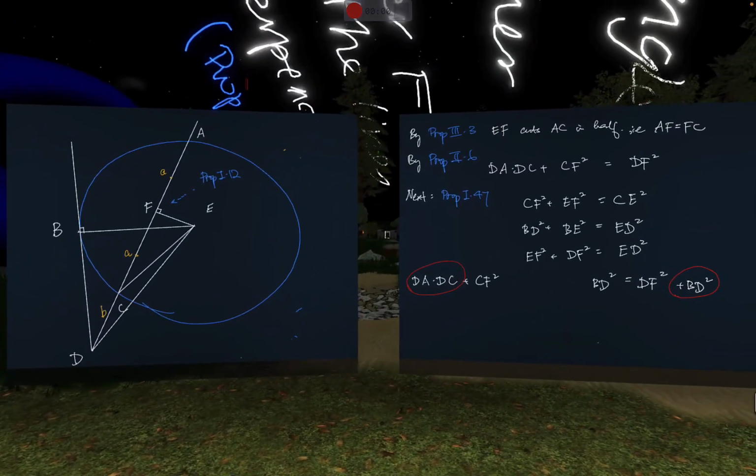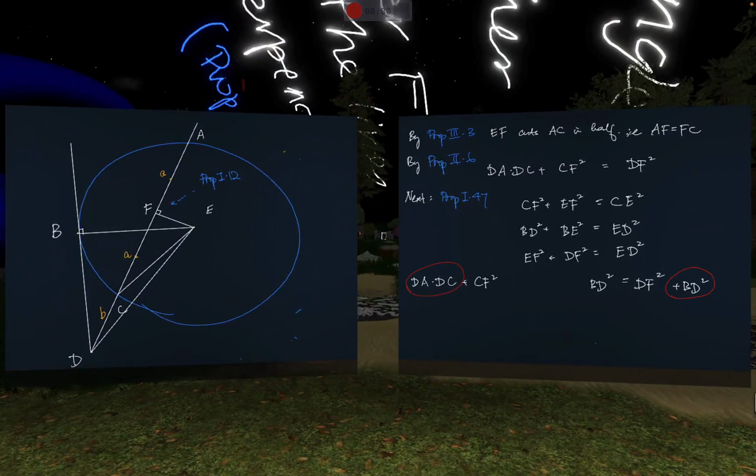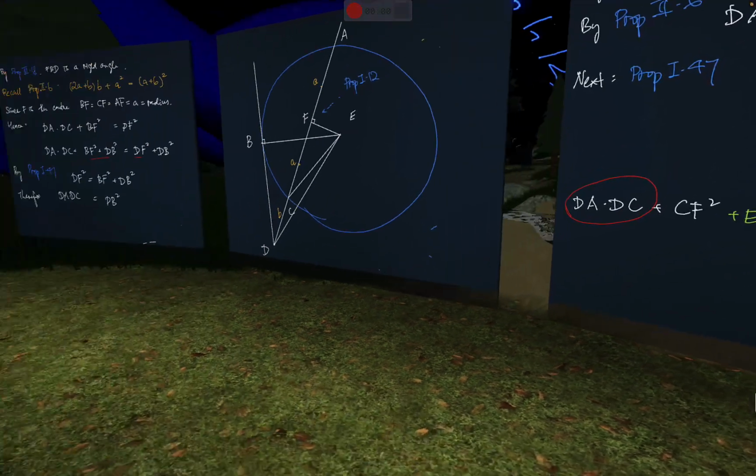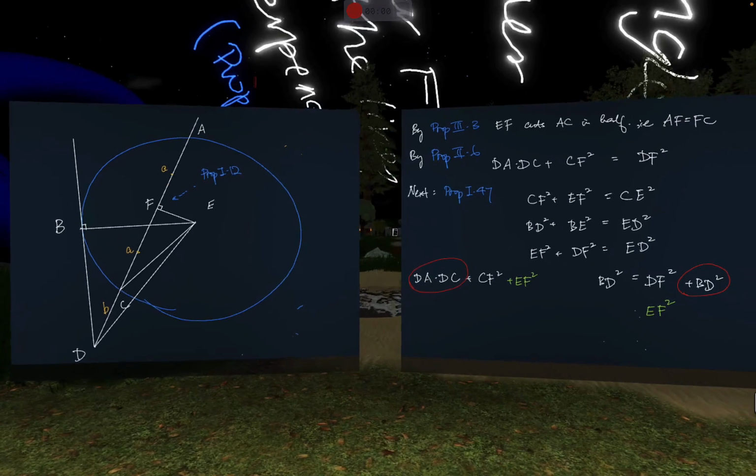So we're adding to both sides, and we've got CF squared, so we probably should add EF squared to both sides. I'm going to track this with colors. EF squared to both sides. Okay, so you've got CF, EF, CE, squared.